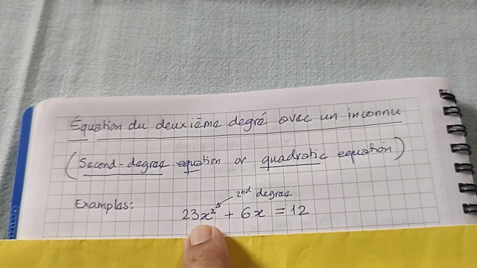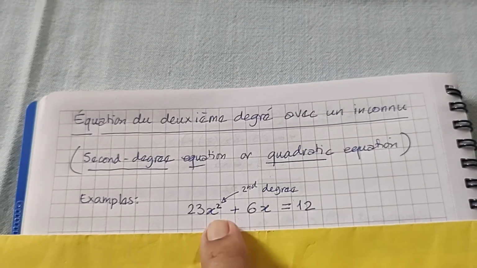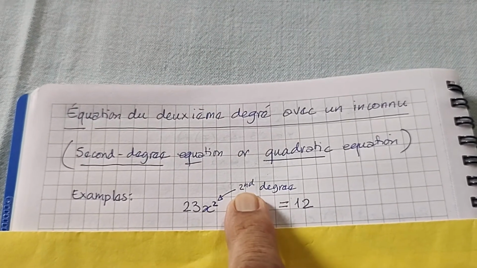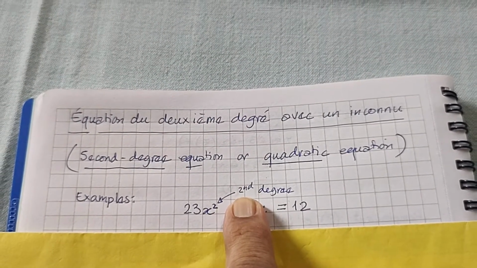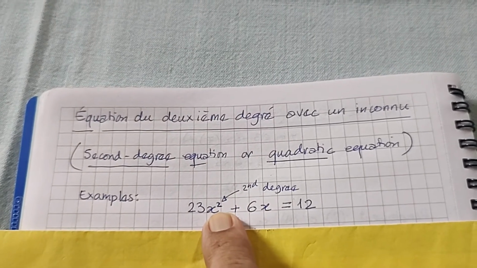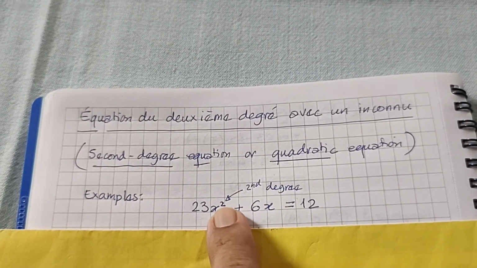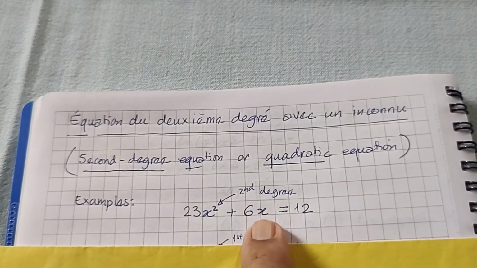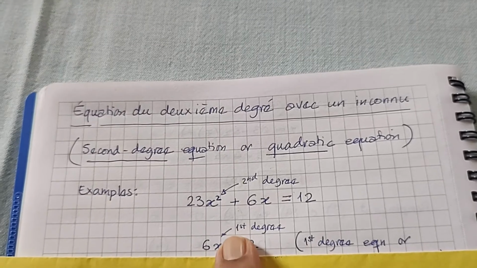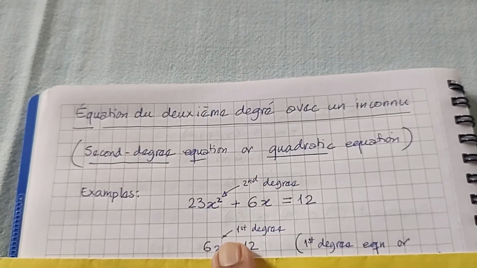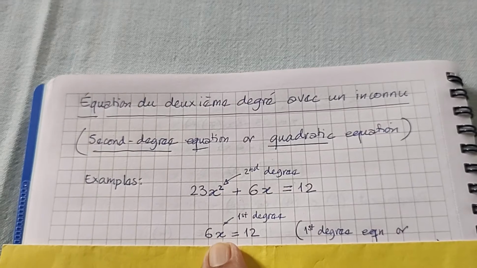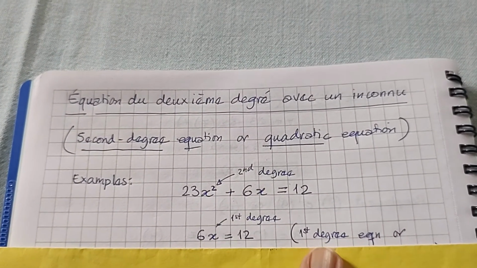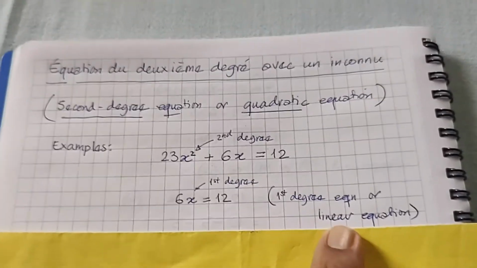So you have 23x squared plus 6x is equal to 12. But if it was just simply 23x squared is equal to 12, if this other term was not there, then also it would be called a second degree equation because finally you have the unknown to the second power. Similarly, if this term was not there at all and it was something like 6x is equal to 12, then it would no longer be a second degree equation, it would be a first degree equation, which is very simple to solve. X is equal to 12 divided by 6, which means 2. This is a first degree equation, also called a linear equation.